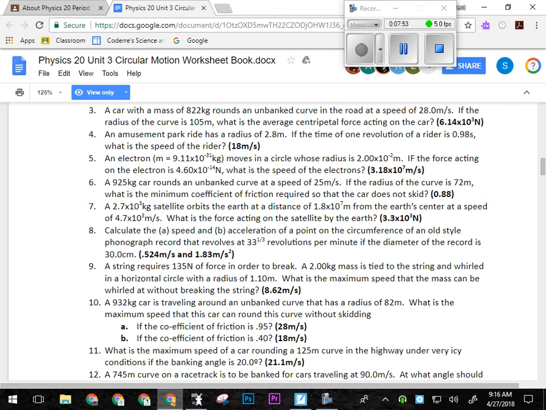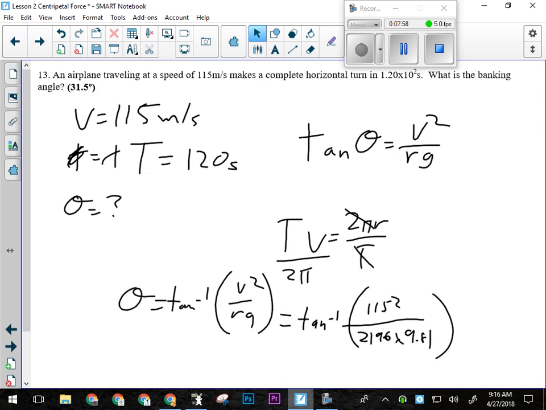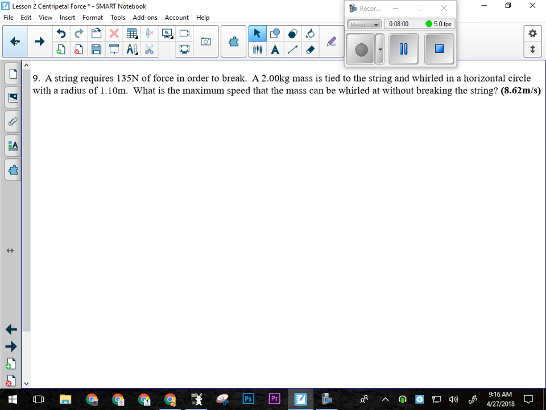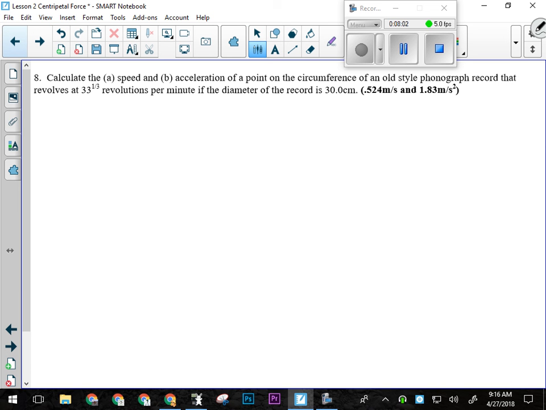Anyway, so for number 8 here, let's just have a look at that one as well. What number 8 gives us is the frequency. It gives us f, 33 1/3 RPMs, rotations per minute, and the diameter of the record is 30 centimeters.